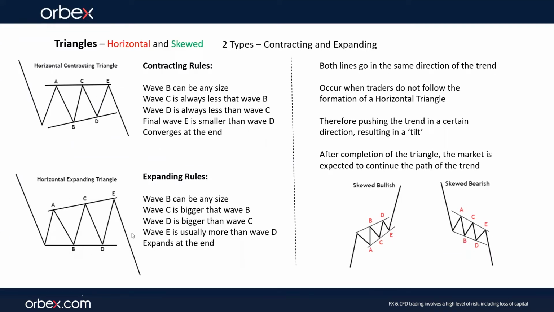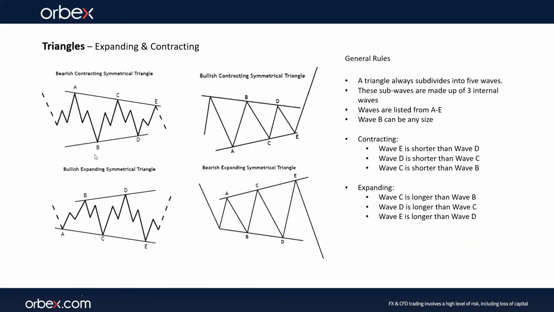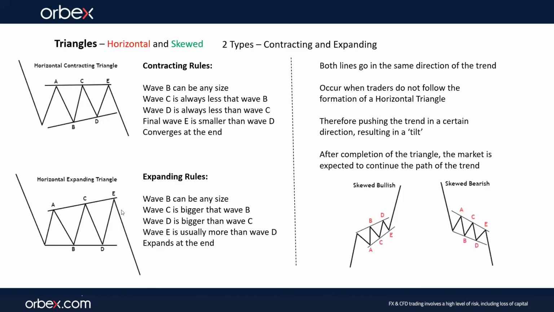And these can occur. Like I'll just go back quickly. As you can see here, both lines are moving in tandem, contracting. However, for horizontals, one of the lines is horizontal. Now we're looking at skewed lines. Both lines go in the same direction of the trend. So at the moment, this is an uptrend. So we're moving up. However, we are still moving up in a triangle in every leg, so A, B, C, D, E. And even when E finishes, we're still moving with the market trend.